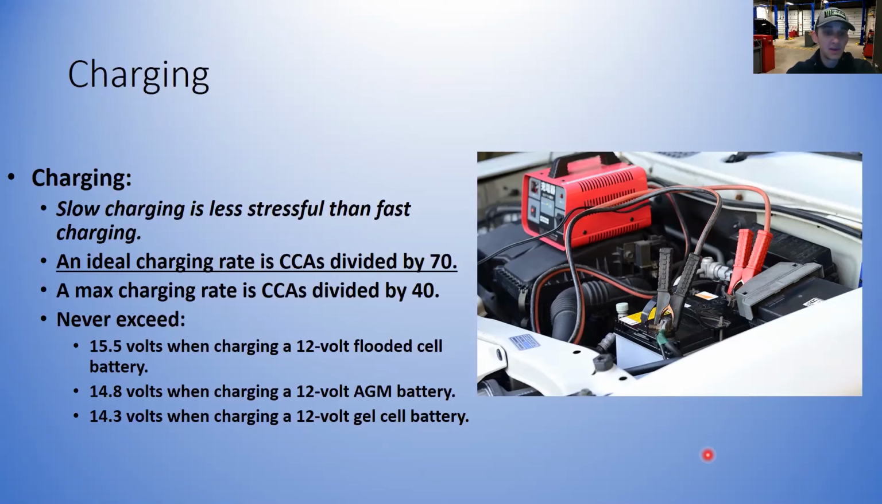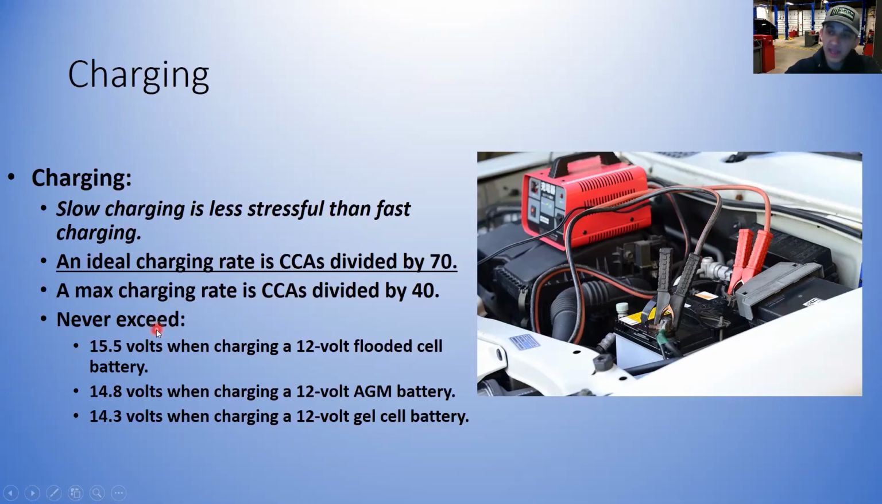All right. So here are some ideal charging rates, and I like to go by CCAs. An ideal charging rate is whatever the CCAs are divided by 70. So get your phone out, get your calculator out, or a piece of paper and a pen, write the CCAs down and divide that by 70, and you will find your ideal charging rate. A max charging rate, if you have to do a fast charge, is the CCAs divided by 40.